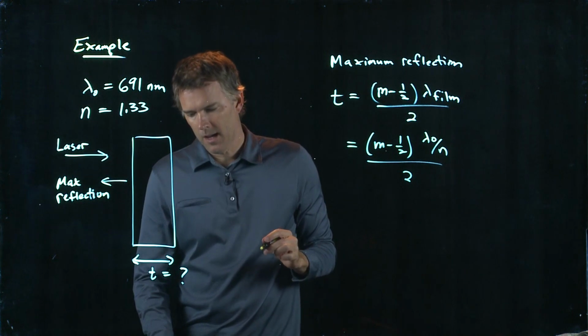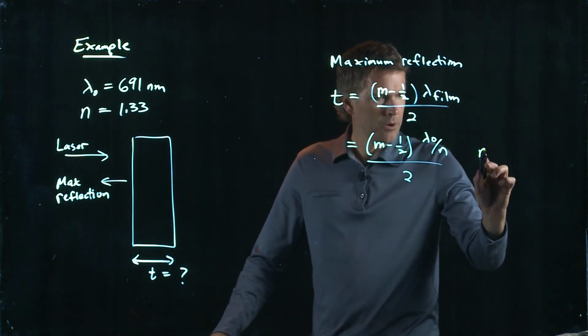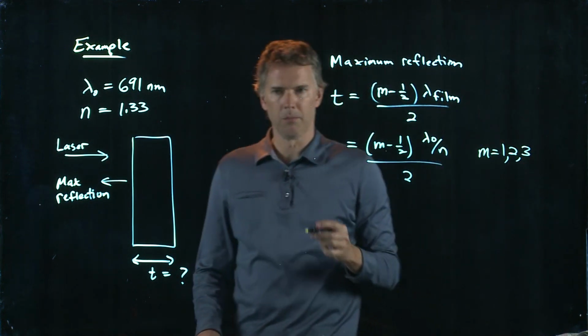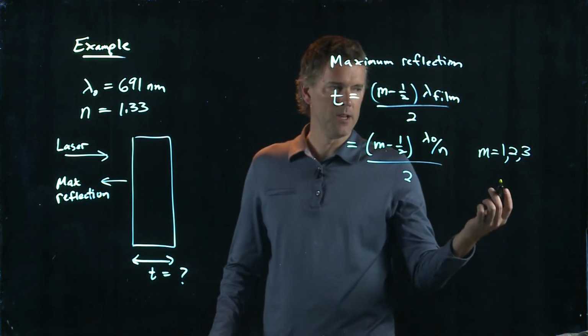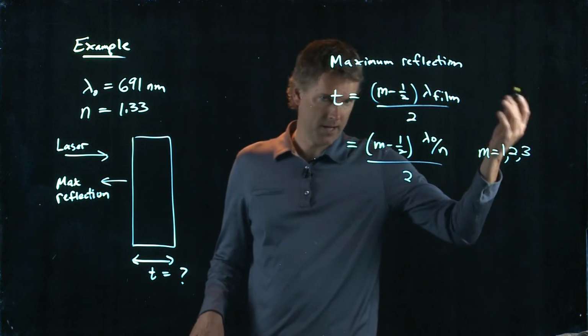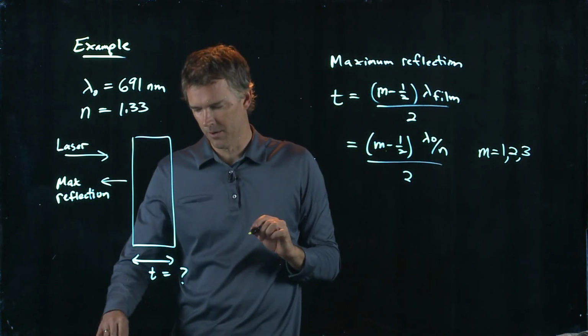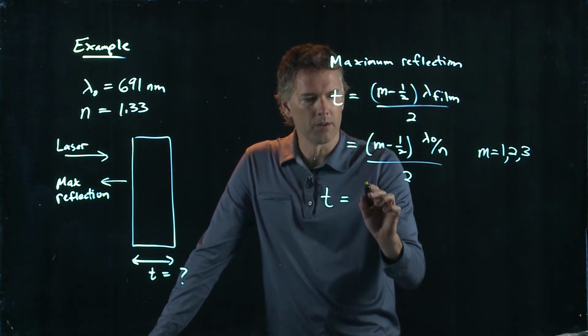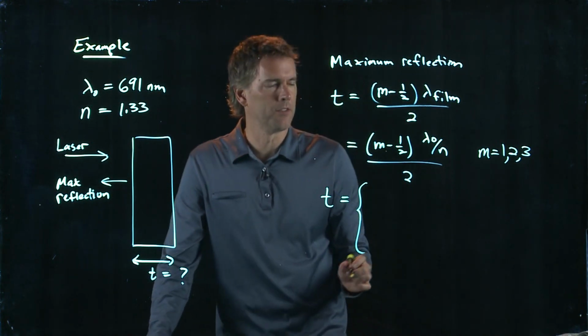Okay? And now we can pick any order we want. M is just an integer. We can pick 1, 2, or 3, or 4, or 10, or 20, but let's just do 1, 2, and 3. So the thickness is going to be what? Well, let's do m equals 1.